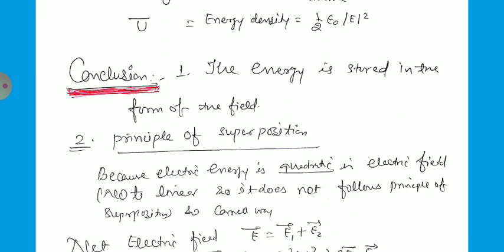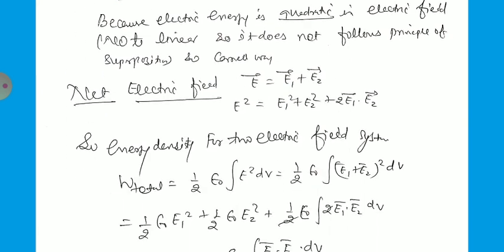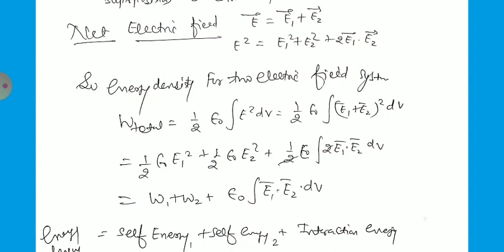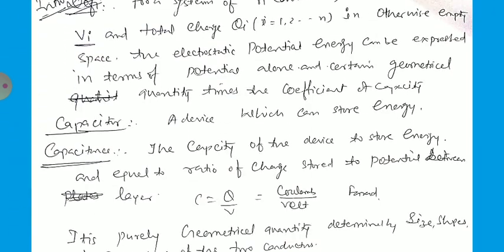So we can write the net electric field E vector equal to E1 vector plus E2 vector, so E square equals E1 square plus E2 square plus twice E1 vector dot E2 vector. Using this we can obtain the energy for the total system: 1 by 2 epsilon naught integral of (E1 plus E2) whole square dV, which equals 1 by 2 epsilon naught E1 square plus 1 by 2 epsilon naught E2 square plus 1 by 2 epsilon naught twice E1 dot E2, dV. Here the first two terms are the self energy of the first and second, and the third term is the interaction due to these two electric fields. So it is called the interaction energy.